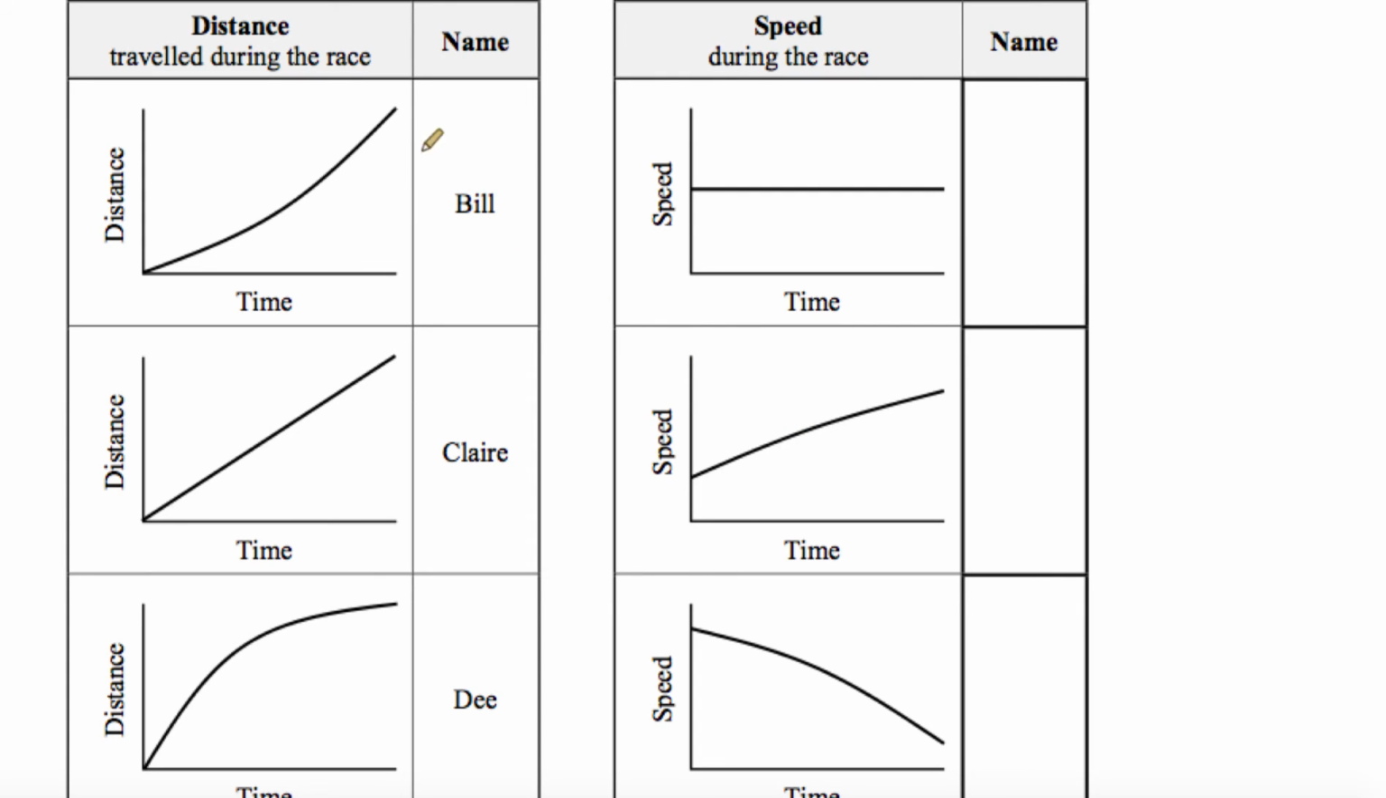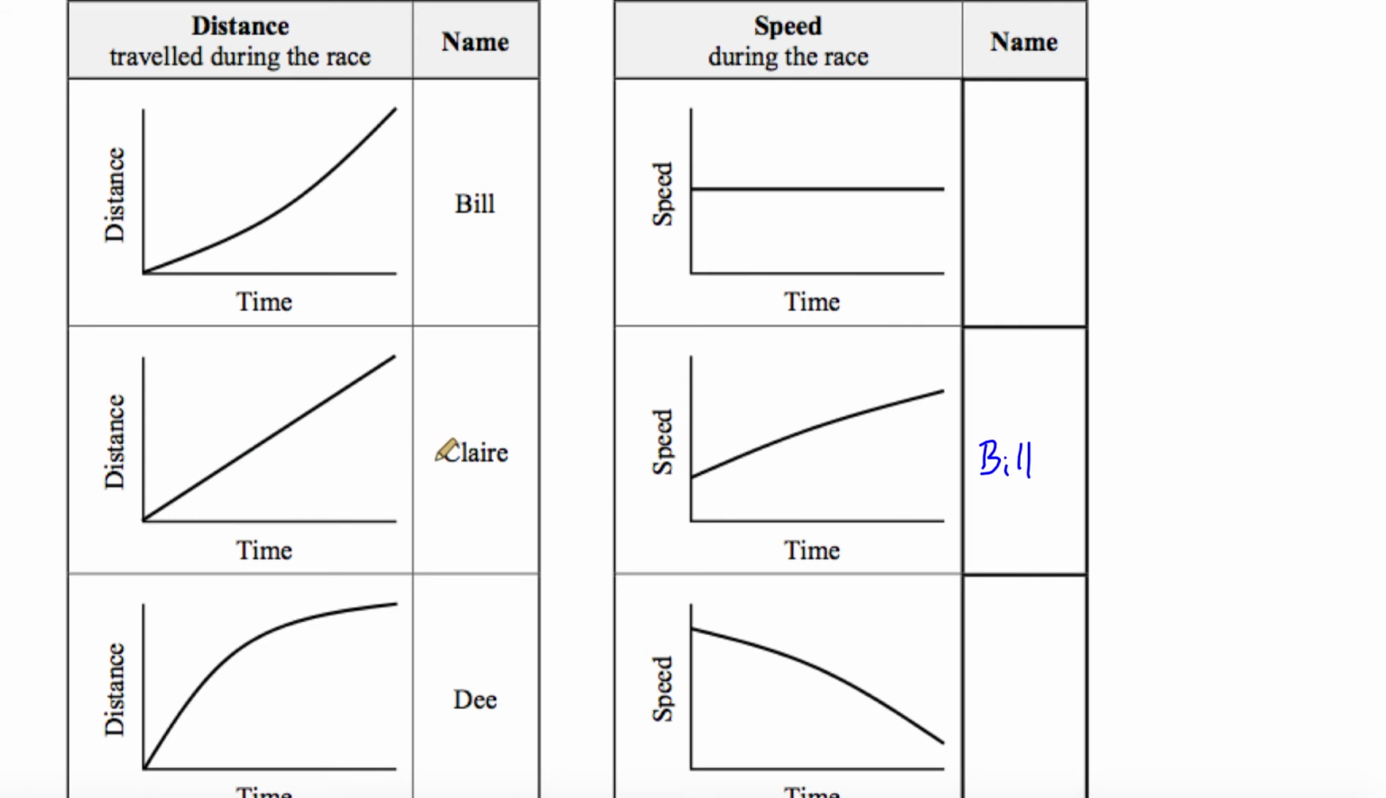If we look at Bill's distance time graph first, we can see that as time goes by, the distance Bill is travelling in relation to that time is increasing. So that means his speed is increasing as time goes by. If the distance is more as time goes by, his speed is increasing. So if we look at these three graphs, we can see that the second graph here is the one where the speed is increasing as time goes by, which means that this here is Bill.